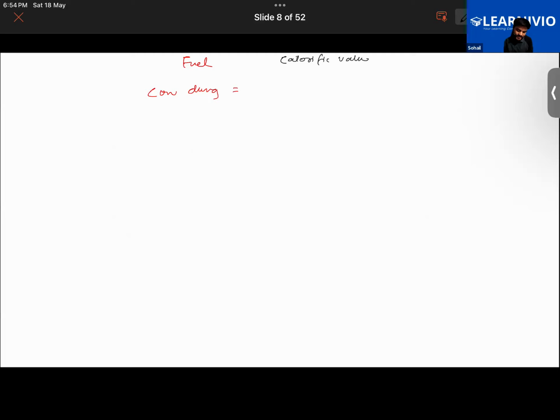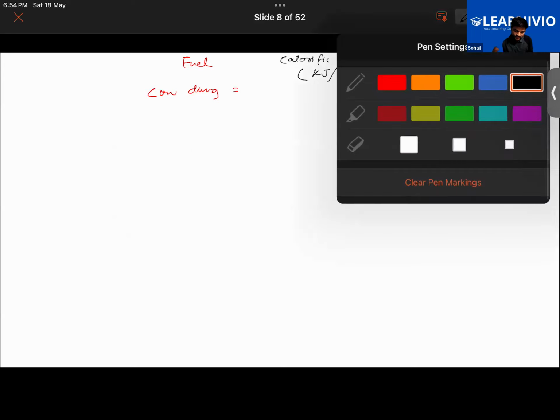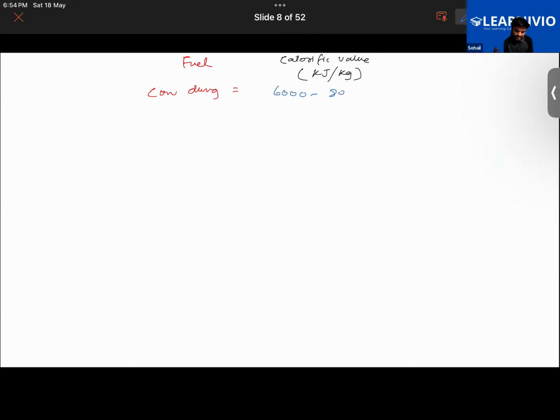Calorific value. What is the unit? Kilojoule per kilogram. So for cow dung, it is going to be somewhere around 6,000 to 8,000. What about coal? For coal, it would be somewhere around 25,000 to 30,000 or 33,000, whatever you can take. Let's say 30,000. Now if you were to have LPG, liquefied petroleum gas, the calorific value is 55,000. Or if you were to talk about hydrogen.